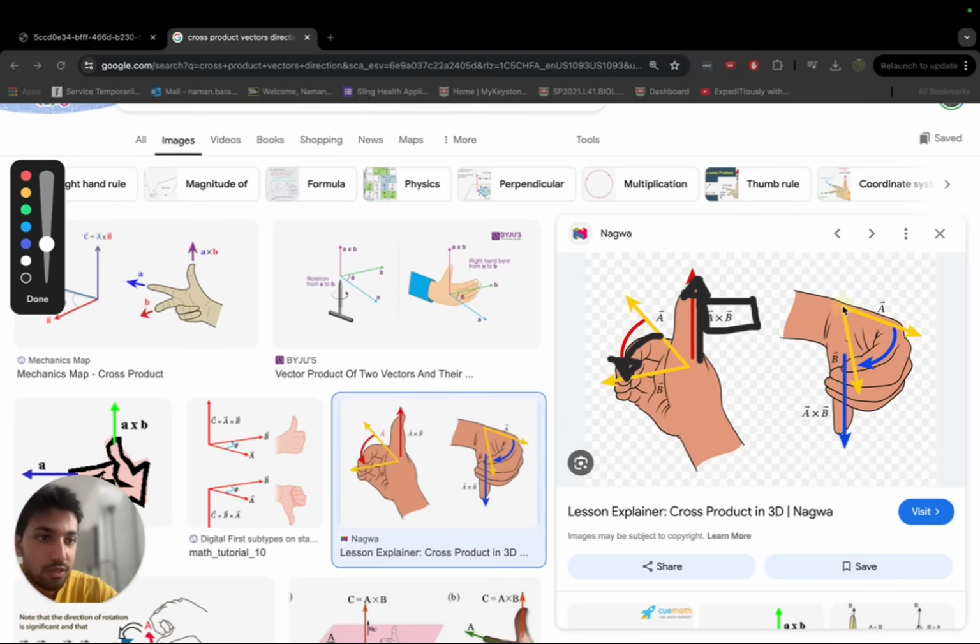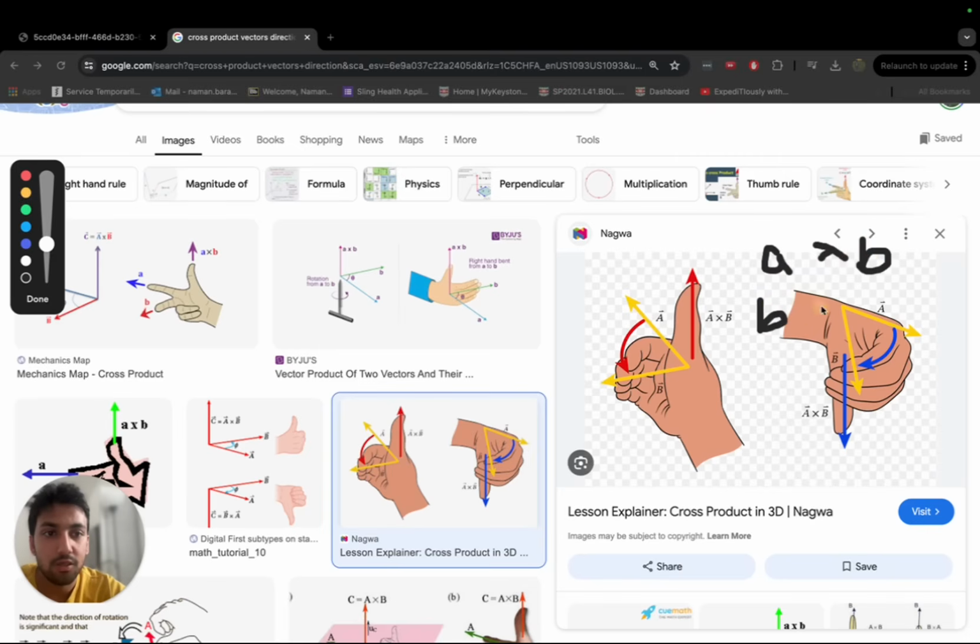Now you can see in this example A, and then the B vector is this. The only way you can curl your fingers is by pointing downward to curl that way, because you can't point your fingers upward for that. So now you know that the cross product of A and B is going downward. Again, it is important to know that the A cross B vector is not the same vector as B cross A.